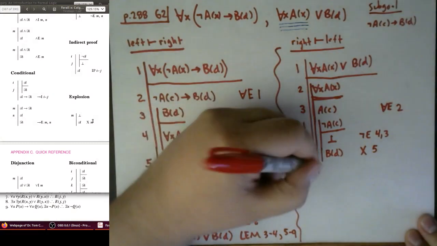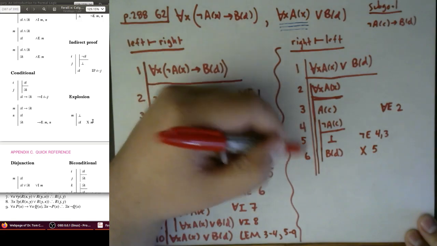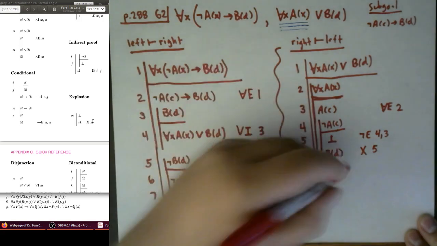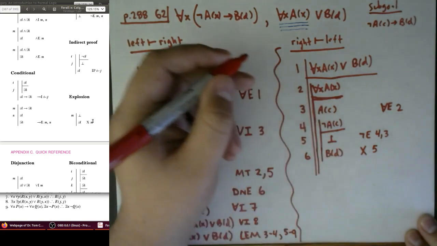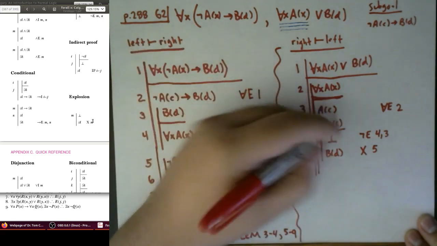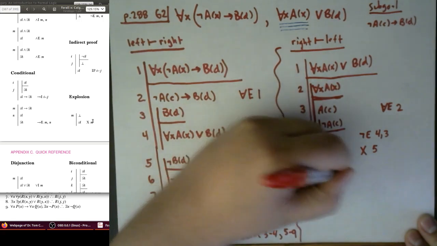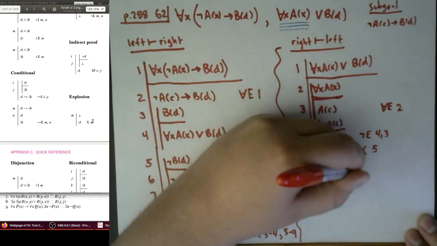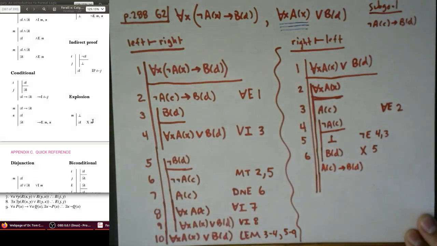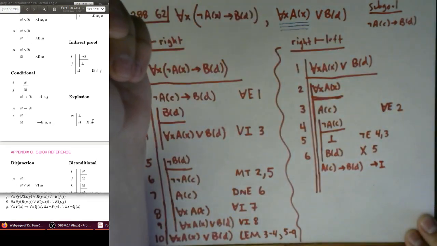So what I have here is a subproof starting on line 4, ending on line 6, with this initial assumption and this end assumption. So I end up with A of C implies B of D. And so that is implies introduction on the subproof from 4 to 6.